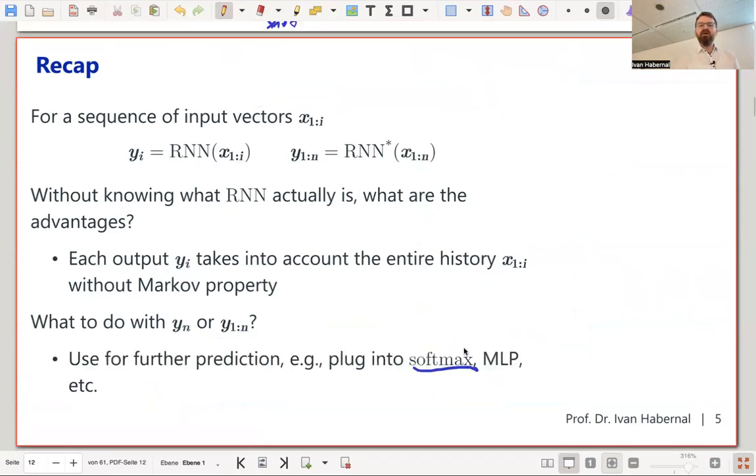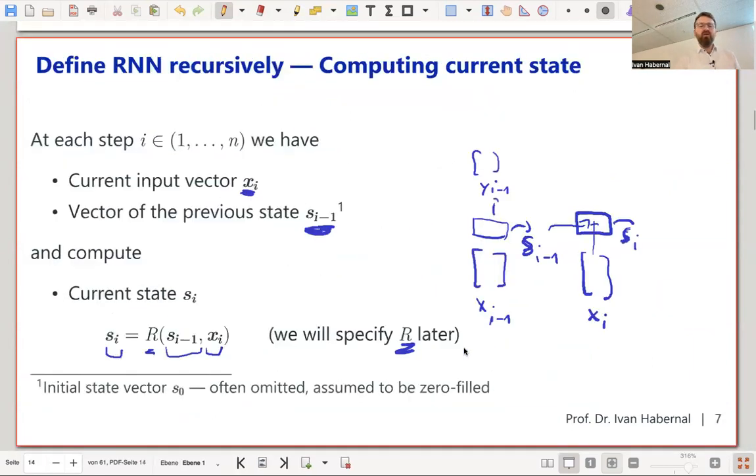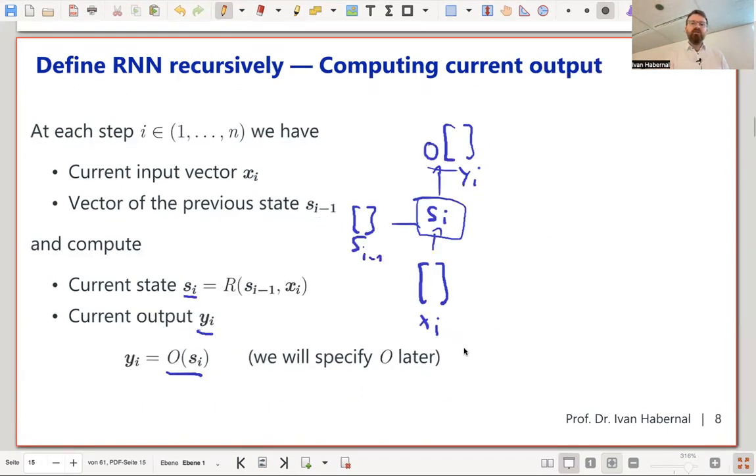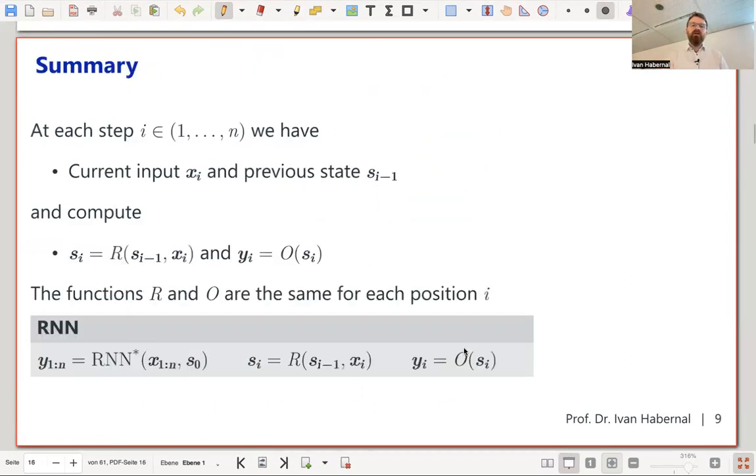So make it simple. Why is that so? Well, because you want to learn some functions and their parameters, and you want these parameters to be time independent. The same parameters should work no matter if you're at position 20 or 200. We'll see that later. But basically we're passing the states here and the output, okay? So let's sum it up.